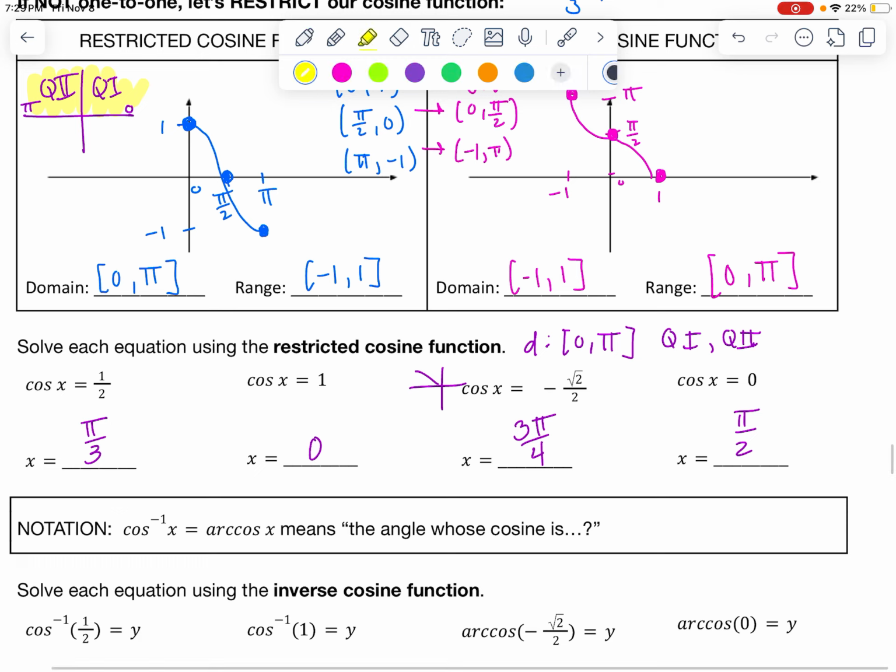Similarly with cosine and the inverse. You've seen this before in your calculators. Now we're going to talk about arc cosine of x. And same exact thing, you're going to ask yourself what angle measurement has a cosine of whatever value is being evaluated.